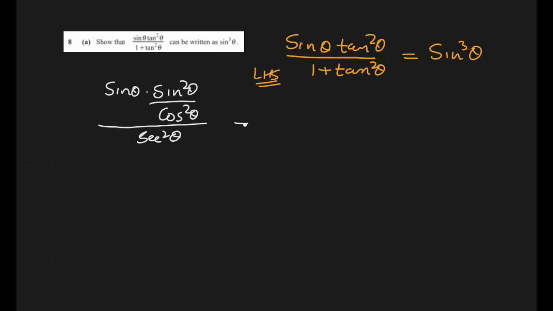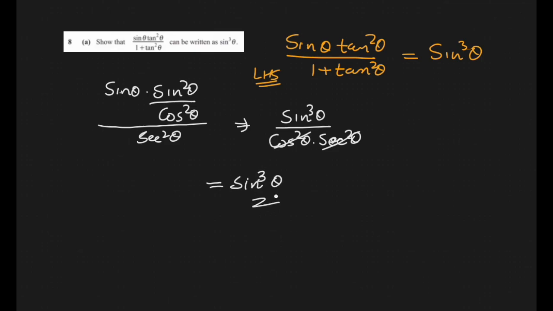Okay, so what does this become? The numerator will multiply with numerator, so it becomes how much? Sine cube theta over the denominator. The numerator is multiplied with the numerator and the denominator with the denominator, so cos square theta will multiply with secant square theta. And we know that secant square theta is the reciprocal of cos square theta. They are reciprocal of each other, so they will multiply to get 1. And we are left with sine cube theta. Shown.